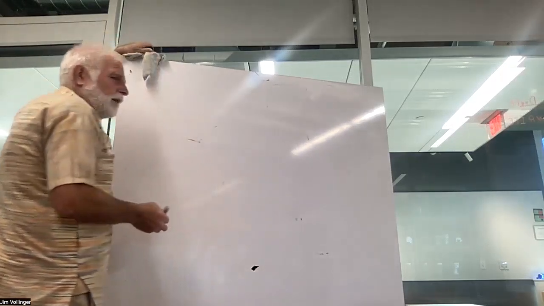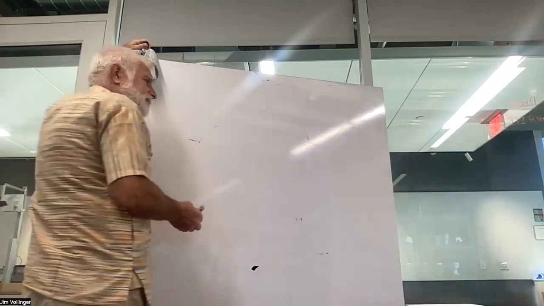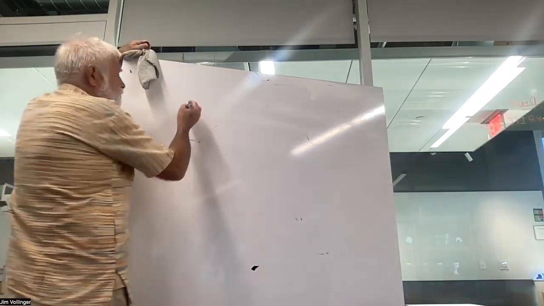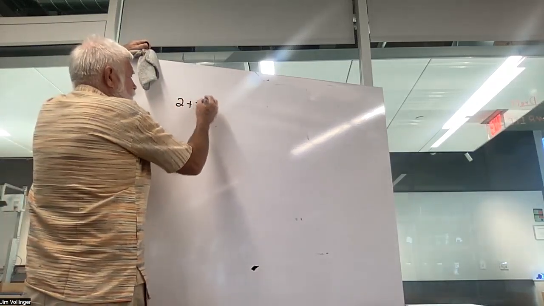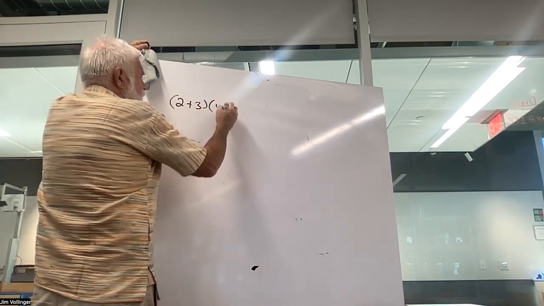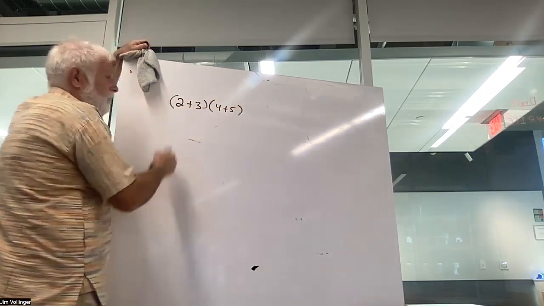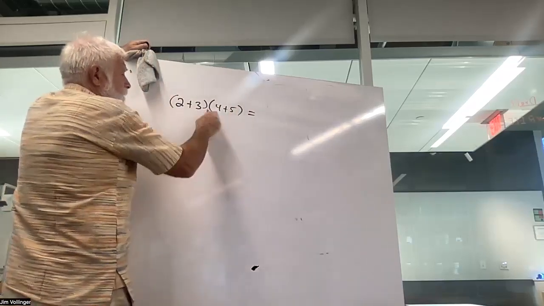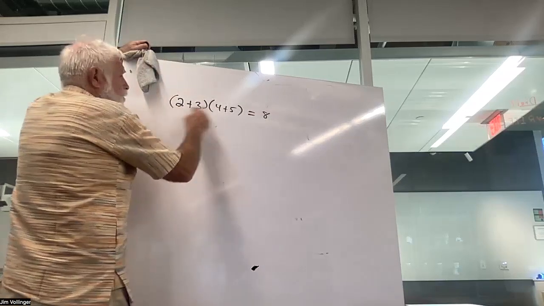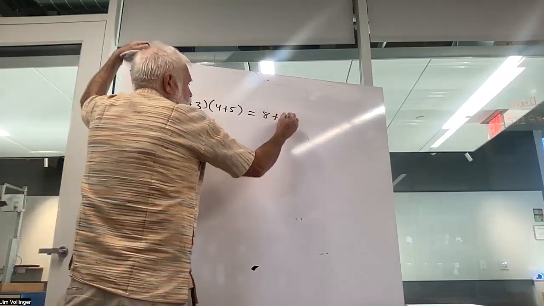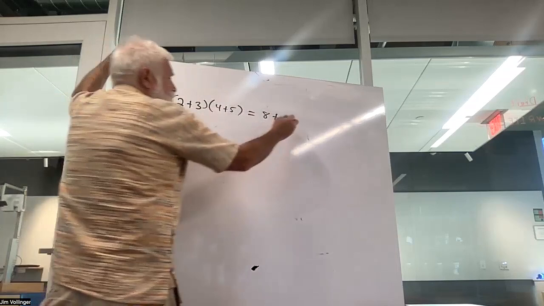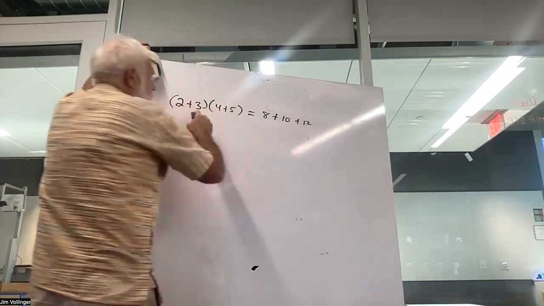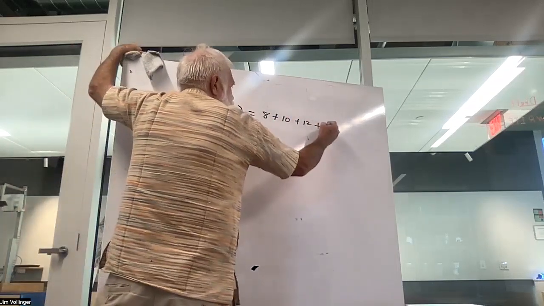All right, so question 2 on your daily quiz on Monday will be factoring, which is a fancy way of saying writing sums and differences as products. So here's a sum and a difference. 2 plus 3 times 4 plus 5. Now that is in factored form because it's a product. I can write it as a sum. 2 times 4 is 8. 2 times 5 is 10. 3 times 4 is 12. And 3 times 5 is 15.